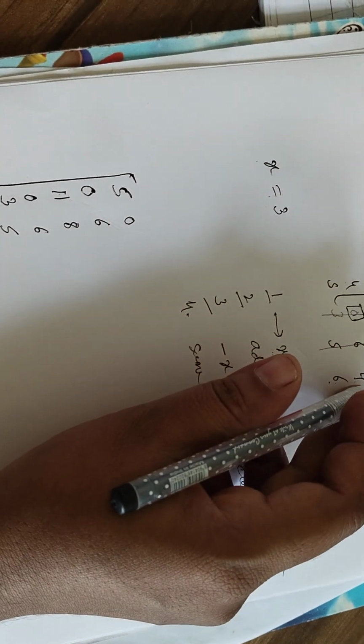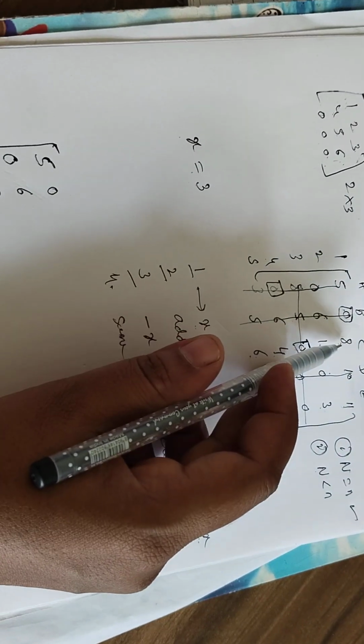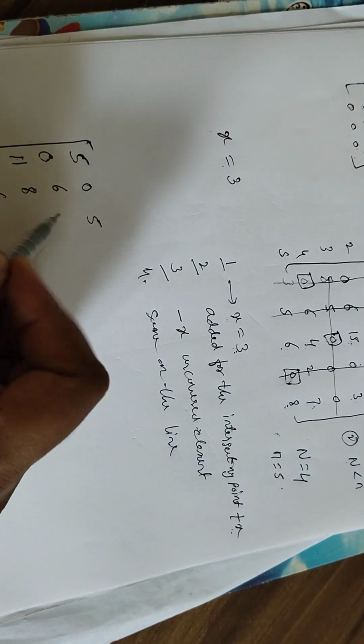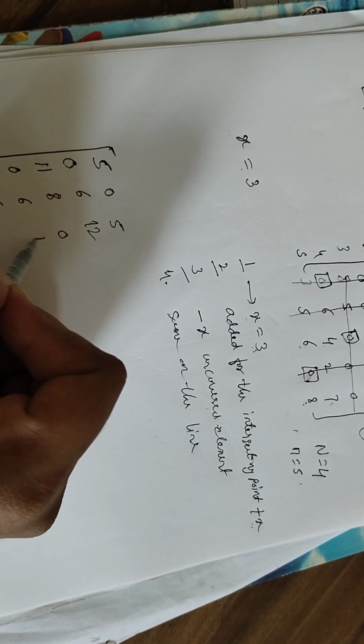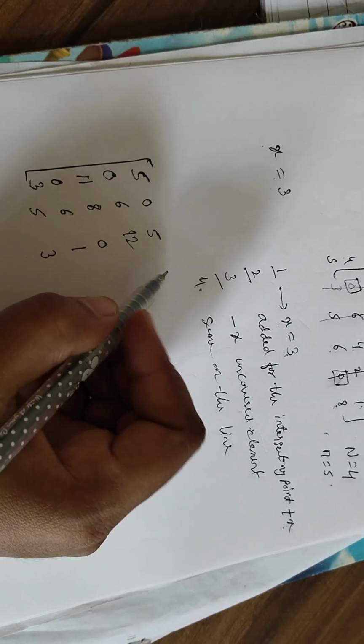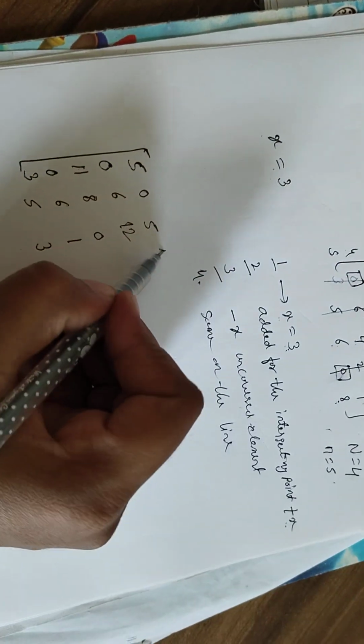6, 5. Now it is 8. 8 is the uncovered element. For the uncovered element, you have to subtract it. So 8 minus 3, it is 5. So 15 minus 3, it is 12 and 0. 4 minus 3, 1. 6 minus 3, 3. And next one is 10.